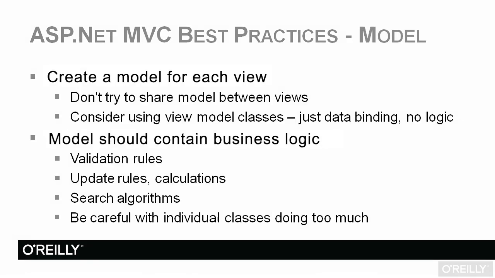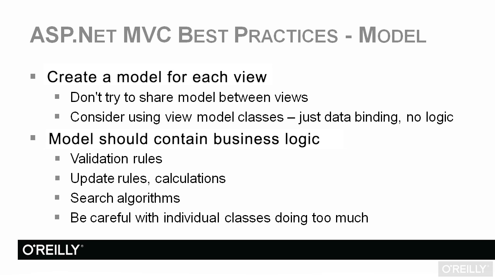So, for the model, consider creating a model for each view. Don't try to share a model between views. What inevitably happens is one of the views expands, adds a feature, and changes the model. So the model is no longer appropriate for the other view, and you may or may not remember that the other view is using the same model, and you may end up creating a bug because of that. And at that point, you'll end up having to create the second model anyway. So just creating a model for each view will probably save you some time there.